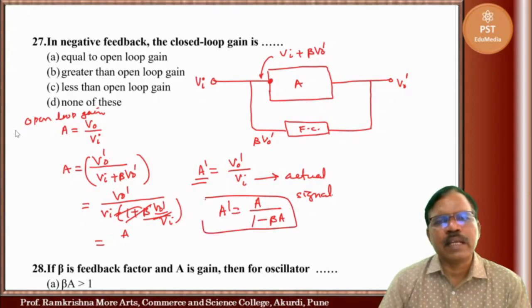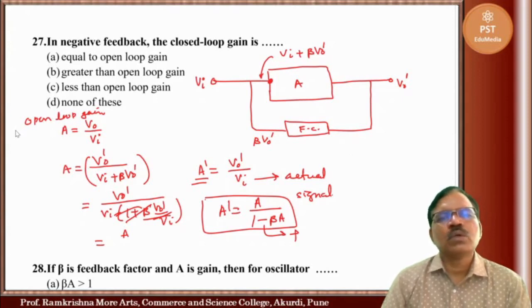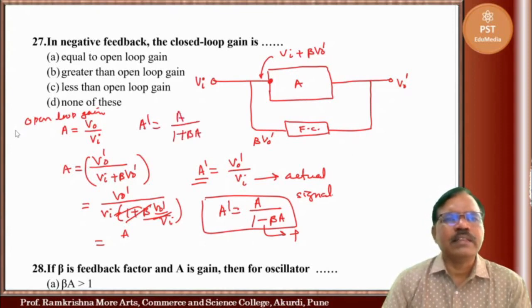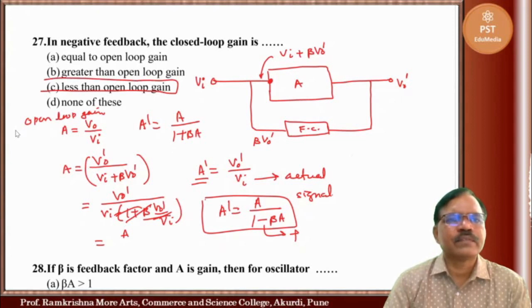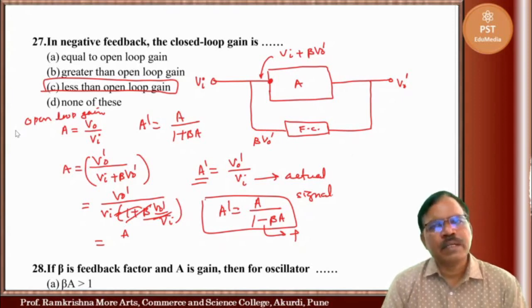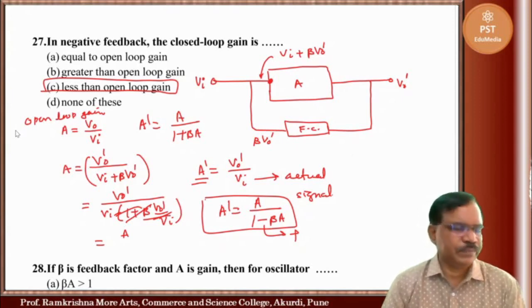1 minus beta A. For negative feedback, here we have positive sign. So for negative feedback, A dash will be equal to A upon 1 plus beta A. So it is less than A. So it is less than open loop gain. So gain with feedback is less than open loop gain.